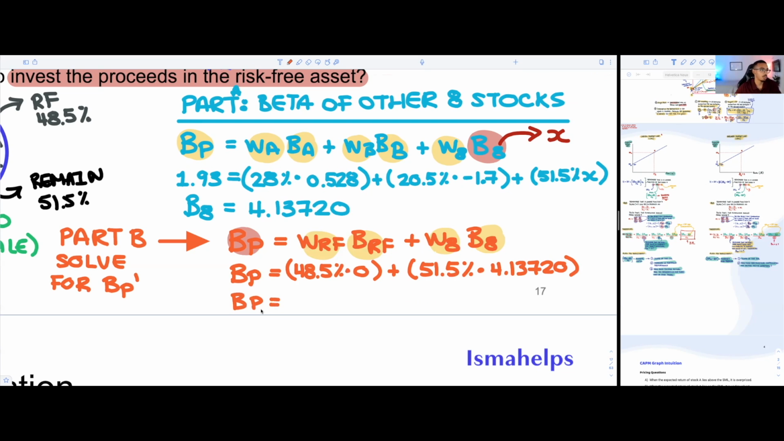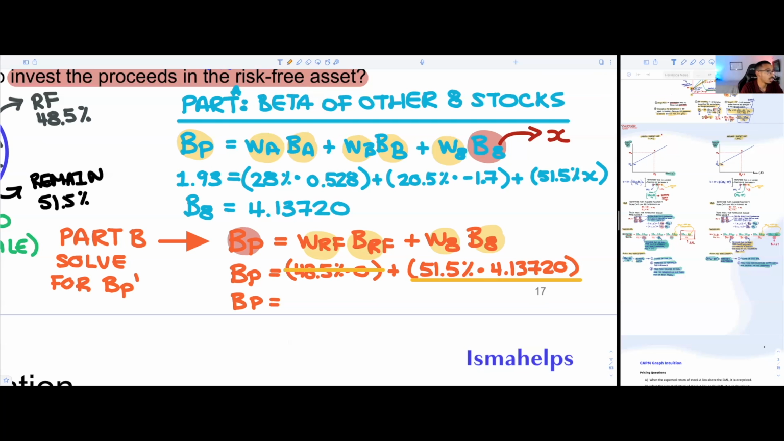Now, a quick note before we get our number here. Obviously, something multiplied by 0 would give you 0. There's just no other way to go about this. So this right here would automatically not exist anymore, okay? Such that the only portion of our calculation would be simply 51.5% times 4.13720.